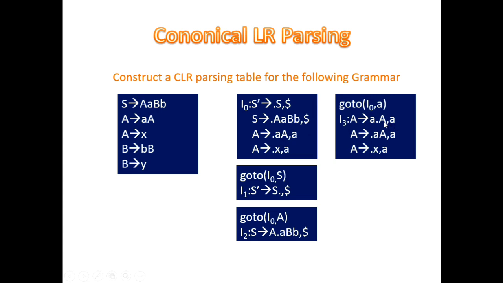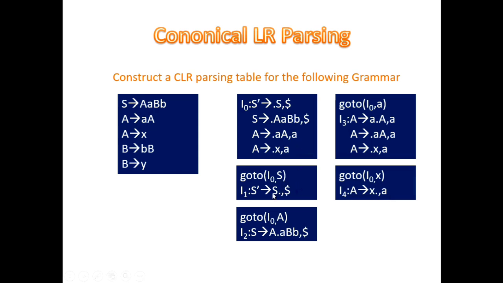Now, dot is before a non-terminal, so introduce the closure operation for A. The closure operation for A is A tends to dot small a, capital A, and A tends to dot X. Now, we have to find the follow for this closure operation. A is actually followed by small a, so that is the lookahead symbol for the closure operations for A. So introduce small a for all productions of A. The next is goto of I0 comma X, which will result in A tends to X dot. And now we will go for the next one.